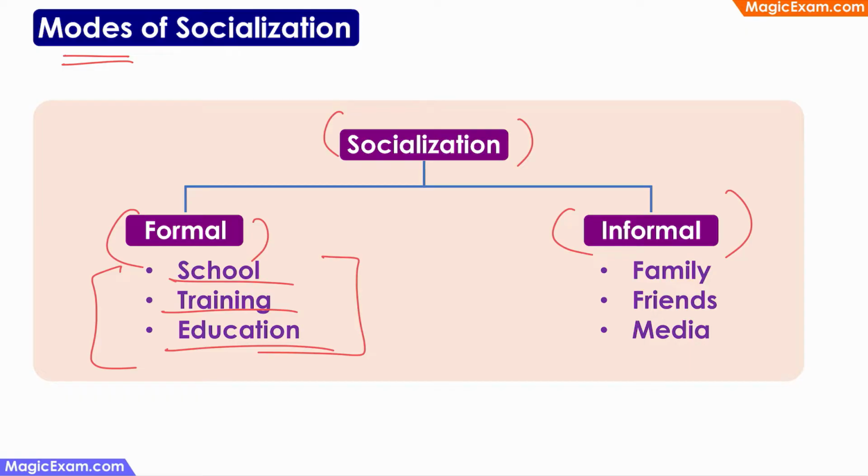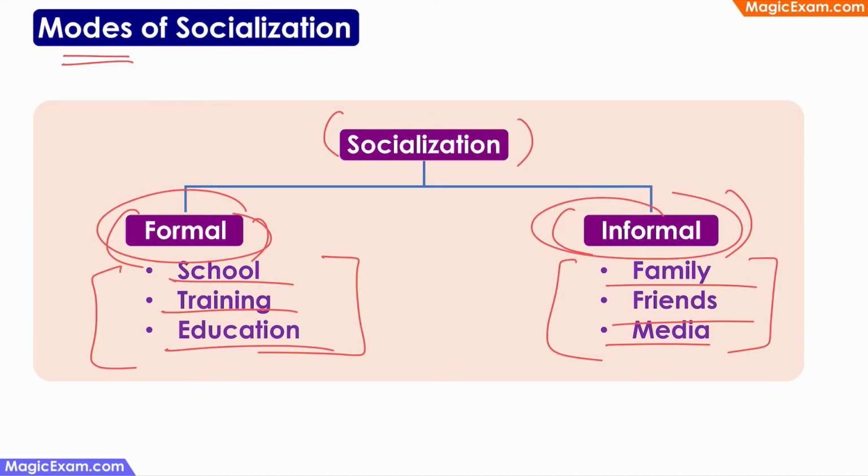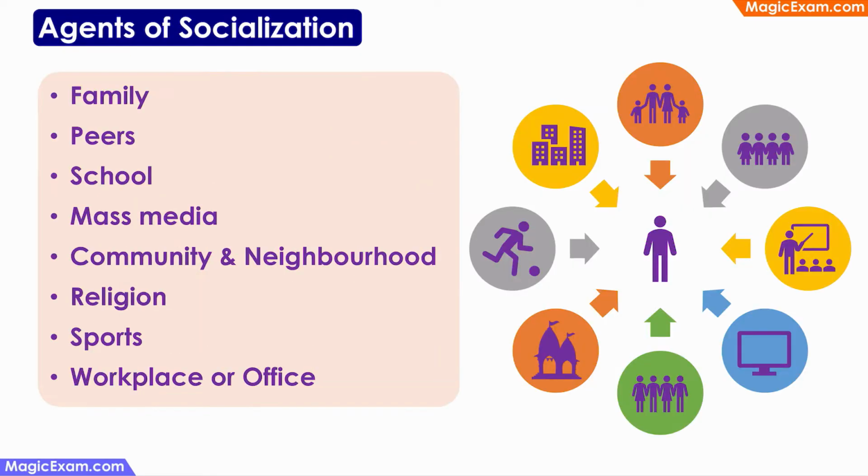Whereas informal socialization is unplanned and ad hoc, and it happens when the child is interacting with his or her family, friends, and is watching some media, maybe TV, internet. So informal socialization does not have a proper structure or a syllabus or a format. It can happen through any of these means. Therefore, formal and informal are the two modes of socialization.